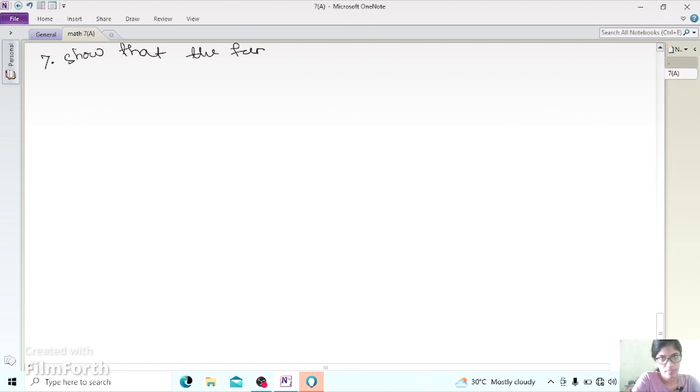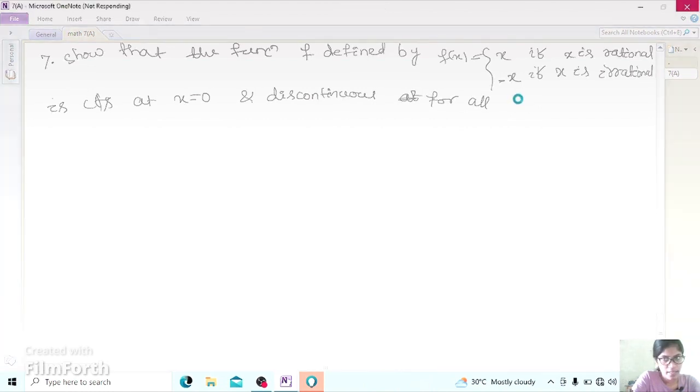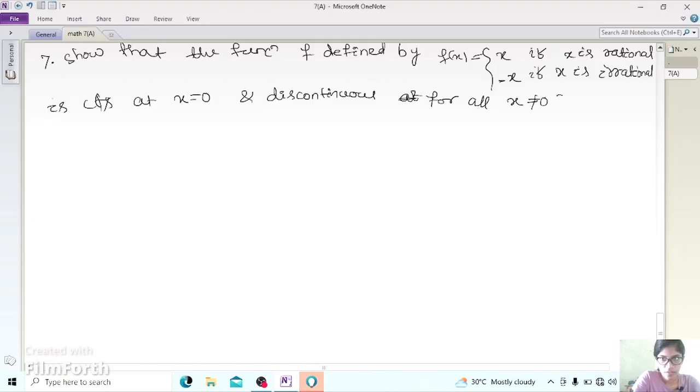The function f defined by f of x is equal to x if x is rational, and 0 if x is irrational, is continuous at x equal to 0 and discontinuous for all x not equal to 0, x belongs to R.